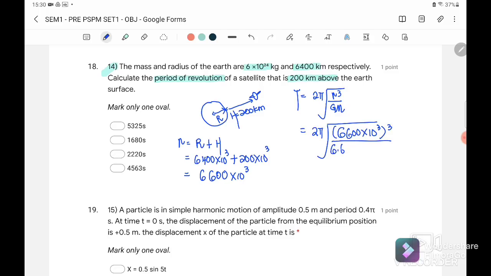Okay, G is constant, 6.67 times exponent negative 11. And the mass here we are referring to is the mass of the planet, not the mass of the satellite. So the mass of the planet here is the Earth, so it's 6 times exponent 24. So the final answer for the period is 5,325 seconds. So the answer is A.